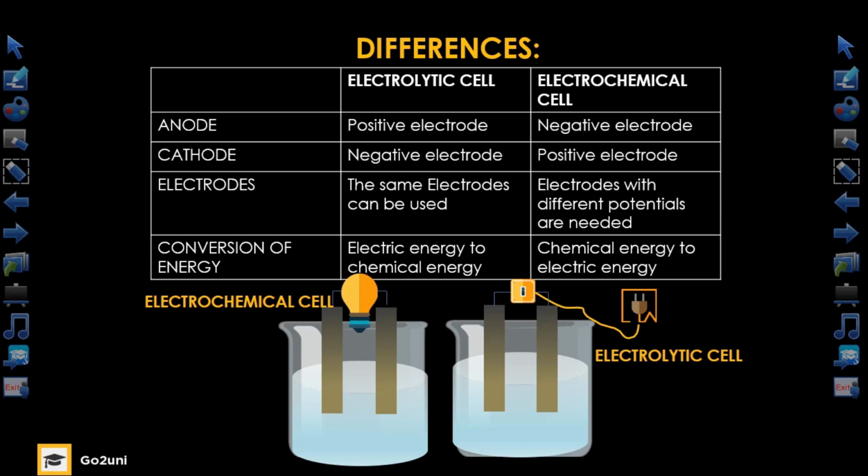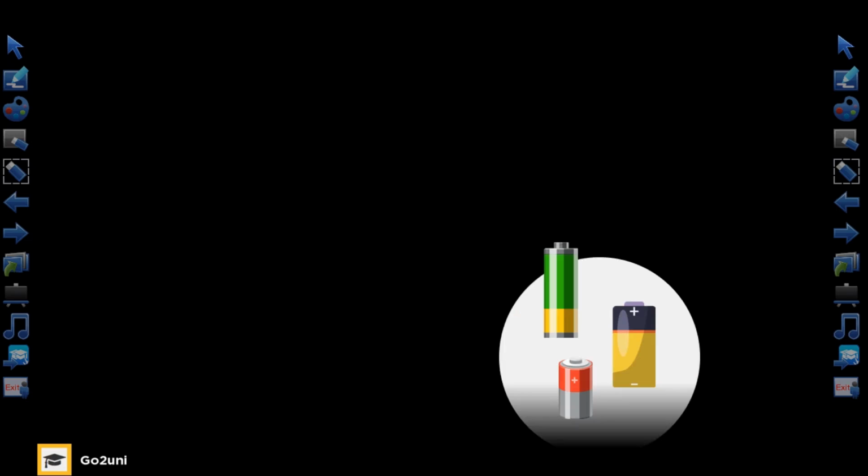Now, in terms of the conversion of energy, electrolytic cells simply convert electrical energy to chemical energy, but electrochemical cells are the other way around. They convert chemical energy to electrical energy. So that is actually what we should note. So that is the difference between electrolytic cells and electrochemical cells. So with that now, we shall be looking at EMF. What is the EMF of a given cell?